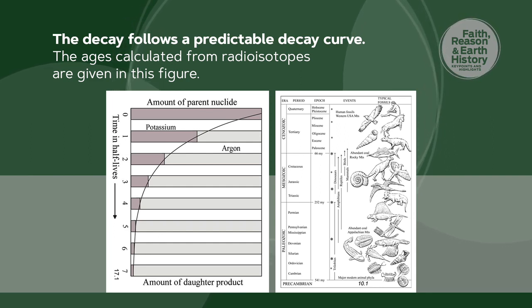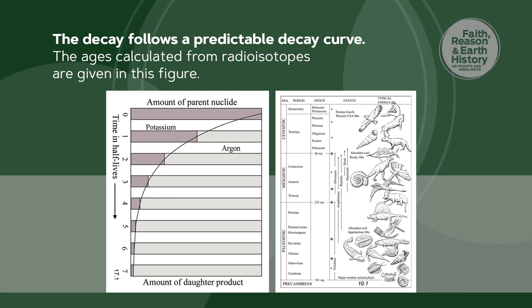This decay curve is illustrated here in the diagram. In a certain amount of time, which is the half-life for that element, half of what is there decays. And so it forms a curve like you see here. You take your rock sample, you measure the amount of parent element and the amount of daughter product, and that gives you a ratio. And from that, you can look at this curve and calculate the age.